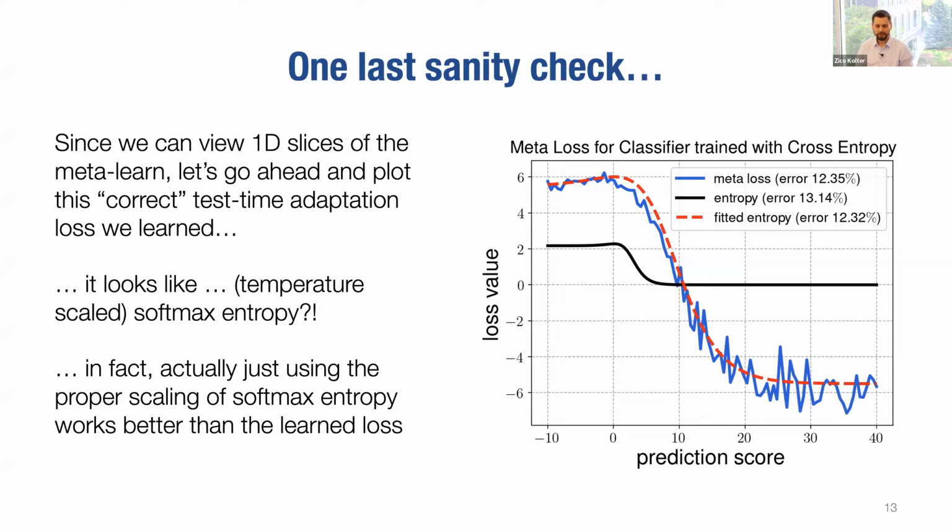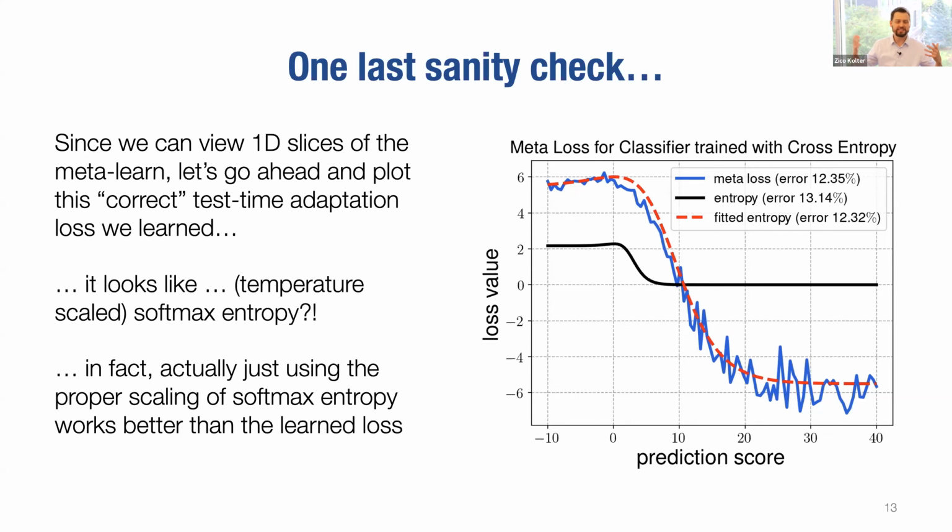And that is an amazingly good fit to this function we learned. In other words, we allowed our meta loss to be basically any function. So we could learn the single best function possible for adapting classifiers to test time performance, right? And what we found is the best thing to do seems to be to minimize a scaled version of entropy. In fact, it actually even does better. If we use the scaled entropy, it gets even a little bit lower error than our meta loss. So what on earth is happening here?